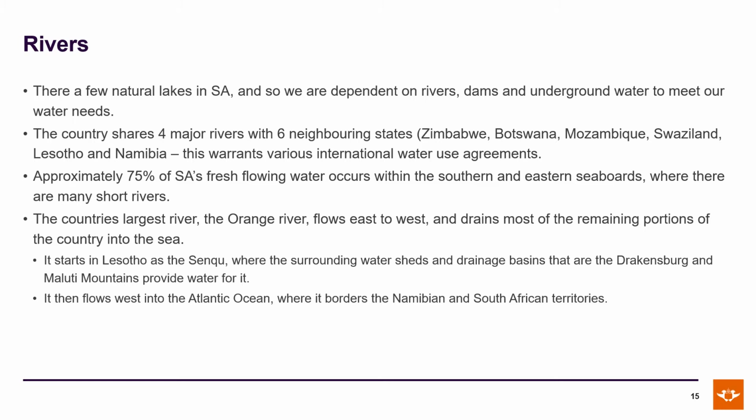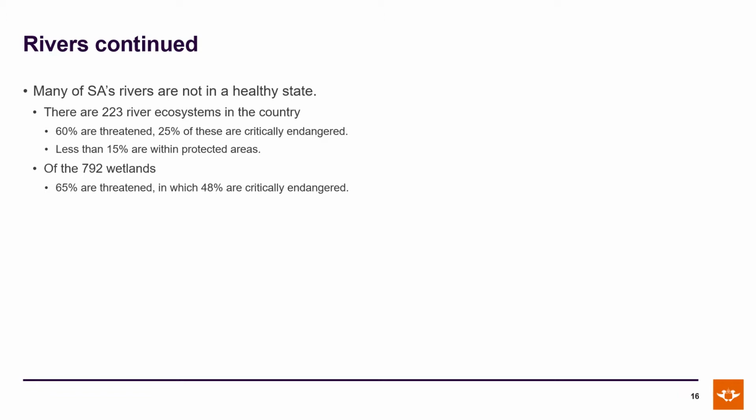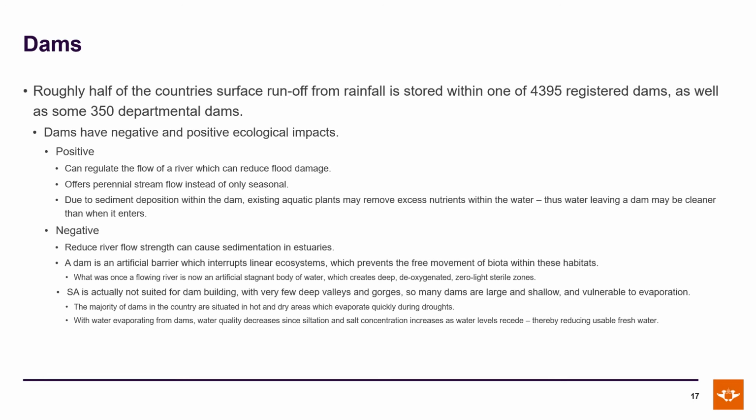To further look at rivers, you can see that most of our rivers are not in a healthy state. Of the 223 river ecosystems in the country, 60% are threatened, and a further 25% of that is critically endangered, with only 15% being protected. And then if we have a look at our wetlands, 792 of them in total, 65% are threatened, of which 48% are critically endangered.